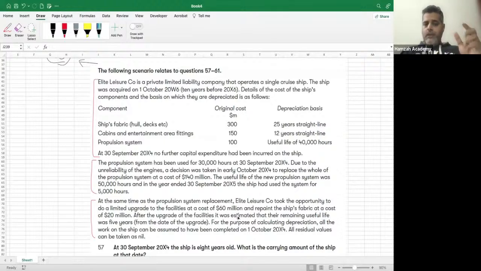Don't waste your time. Time is of the essence, and time is really very precious during the paper. So move accordingly. Rather than reading the whole thing, just read one paragraph and then go to the requirement. Or what you can do is read the requirement in advance, and then read the scenario in order to get an idea of what is happening.